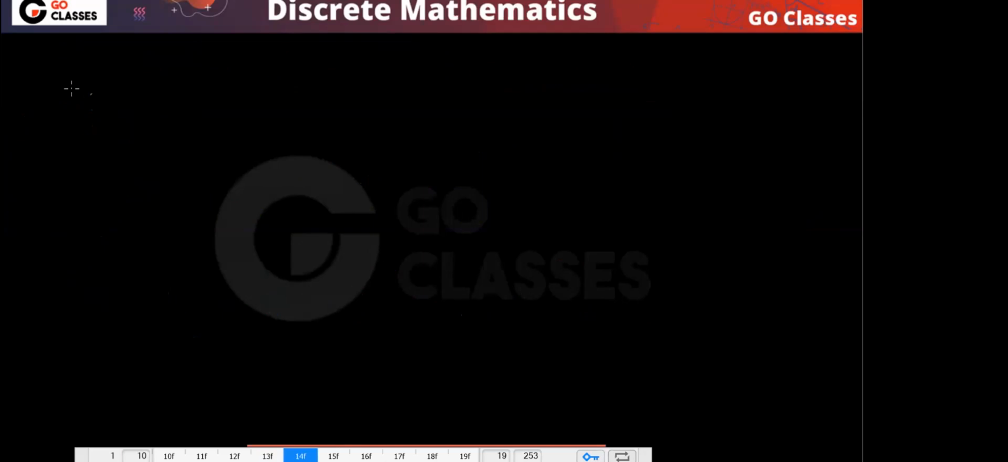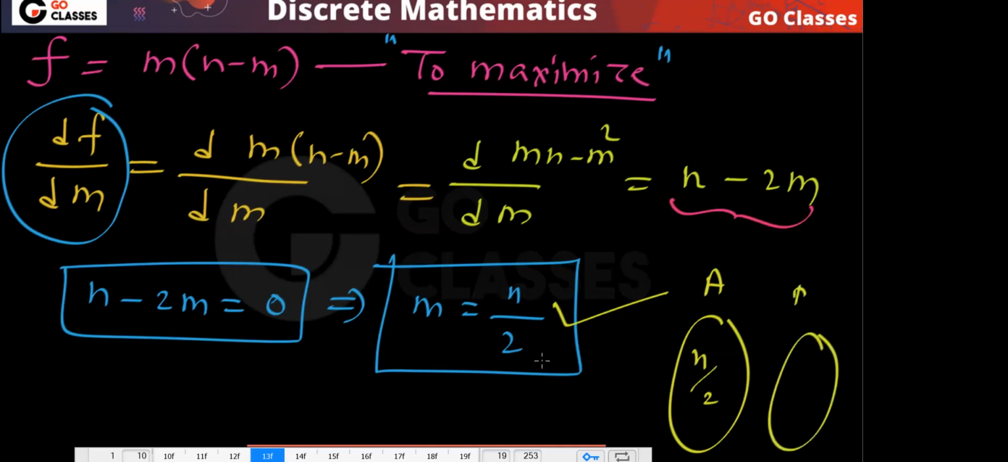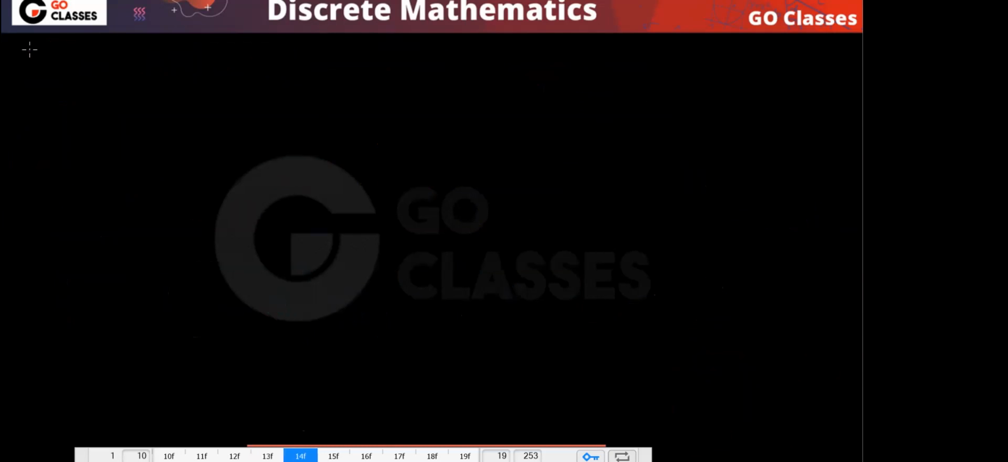So remember, finally this is the point. If you want to get the maximum number of edges, this is the final point: m should be equal to n by 2. What does it mean? It means here you should have n by 2 elements, and here also you should have n by 2 elements. Very simple. On both sides you must have n by 2 elements, meaning their cardinality must be the same if you want to maximize. So this is the final conclusion.